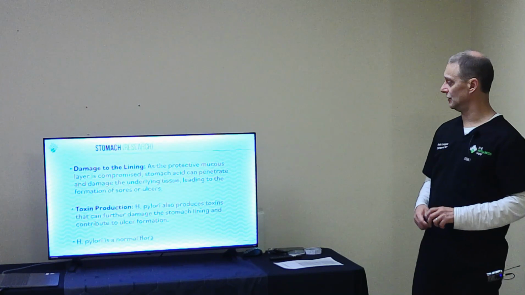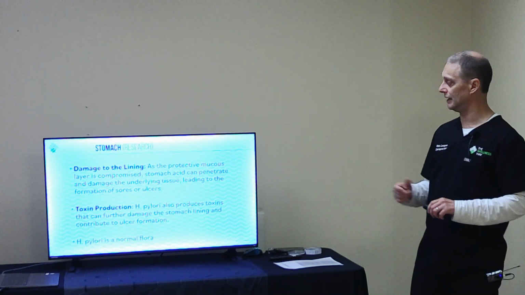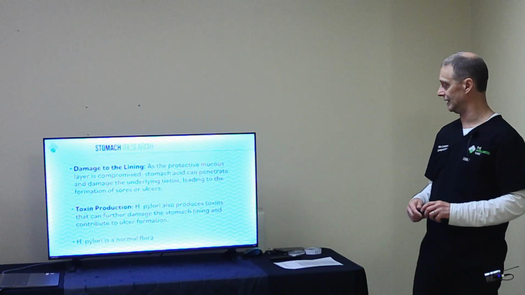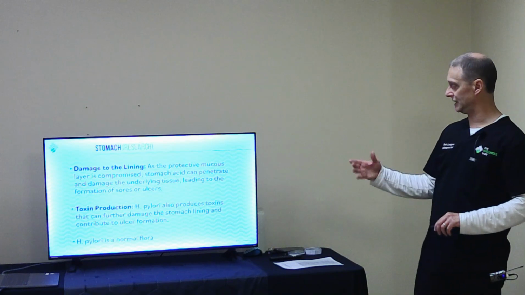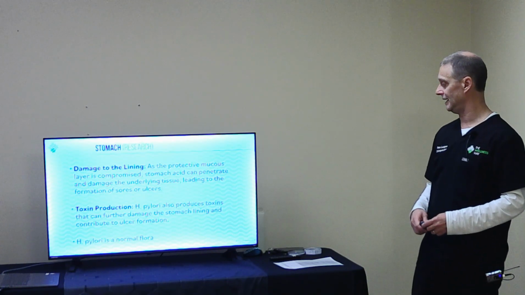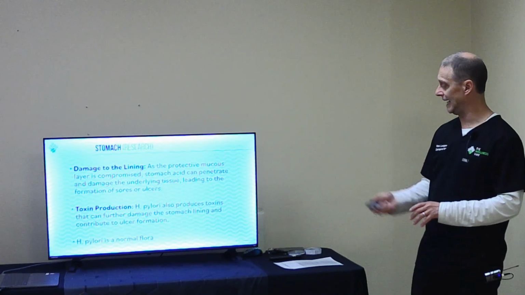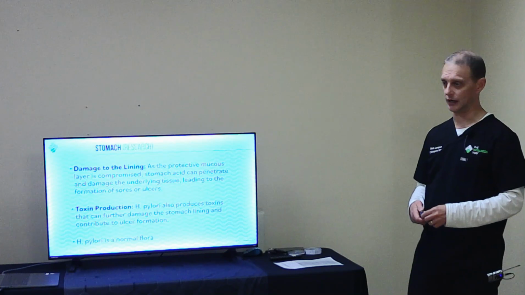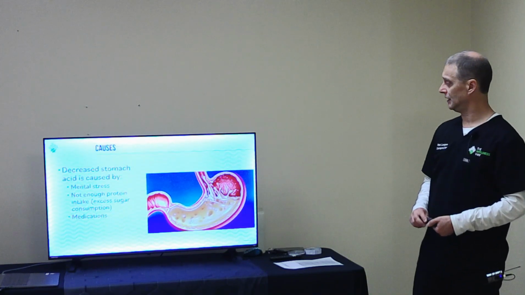So damage to the lining: as the protective lining is compromised, stomach acid penetrates and damages the underlying tissue, leading to sores or ulcers. And then H. pylori can also produce toxins that can further damage the stomach lining and contribute to ulcer formation. So H. pylori is a normal flora. It should be there, but not overgrowing.